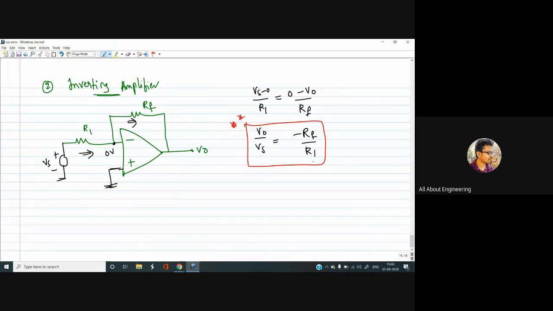Again, it depends strictly on the passive components. Now, this negative symbol indicates that there is a 180 degrees phase shift in the output. For example, if you apply a sinusoidal input like this, then you will get a 180 degrees phase shifted, amplified sinusoidal waveform. That is the intention of this minus symbol. As you are applying the input at the inverting terminal, the output gets inverted, or gets a 180 degree phase shift from the input.